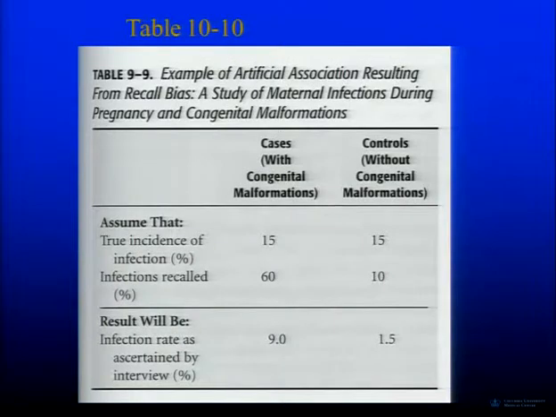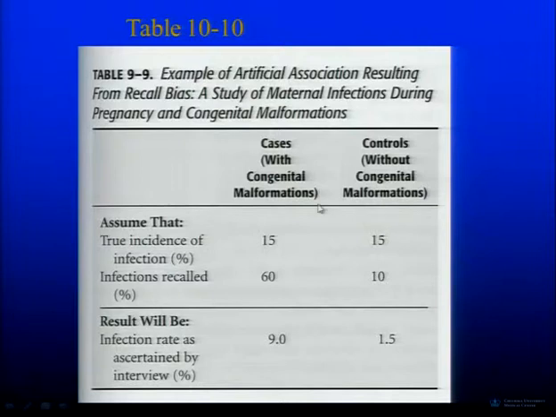This was a study looking at maternal infections during pregnancy and then whether or not the baby had a congenital malformation. Here the cases are the mothers of babies with congenital malformations, and the controls are mothers of babies without congenital malformation. We're going to assume that the true incidence of infection was really 15% in each of these groups, because we went back and looked at medical records. It was about 15% each.